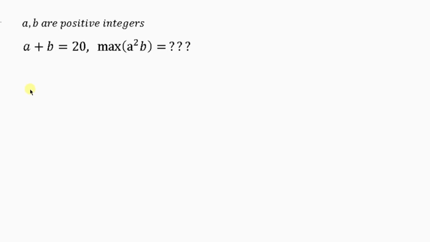Now look at this nice and beautiful question we have here on the board that we're going to be solving. The question says, given a and b are positive integers such that a plus b is equal to 20, find the maximum value of a squared b.